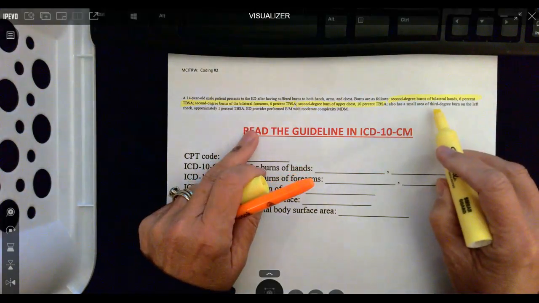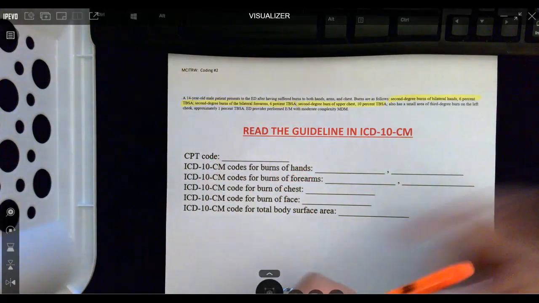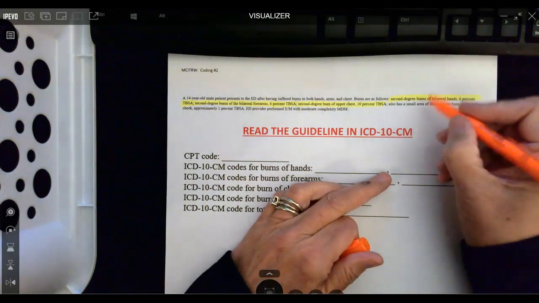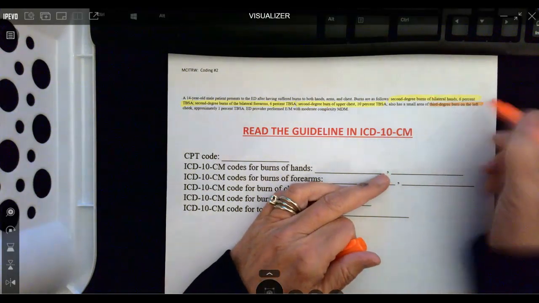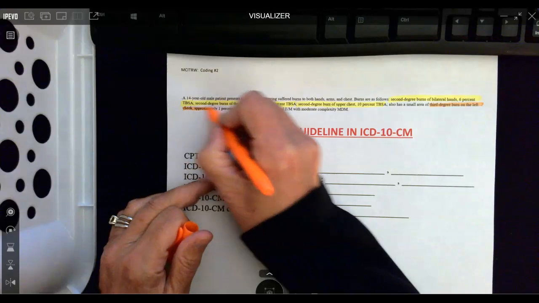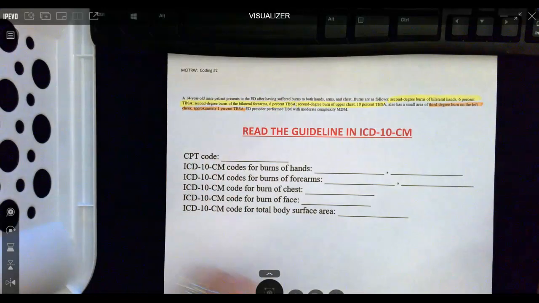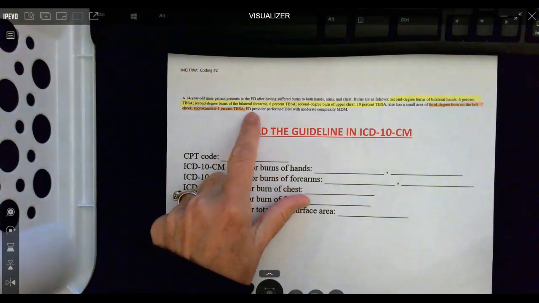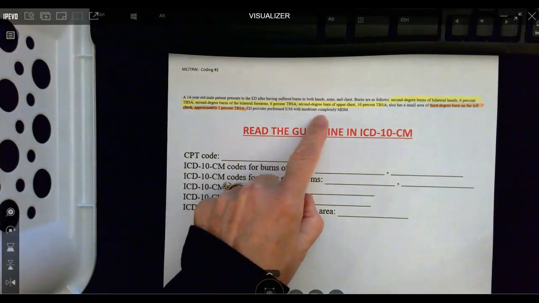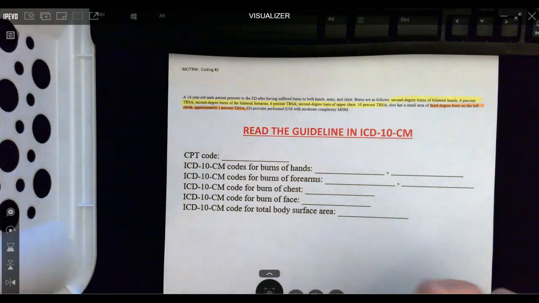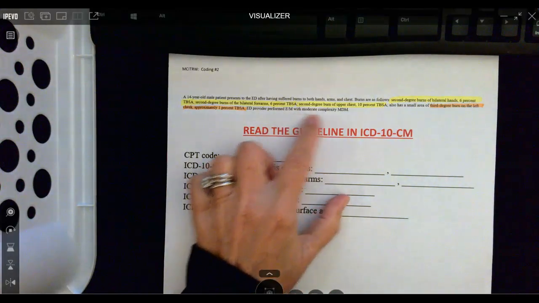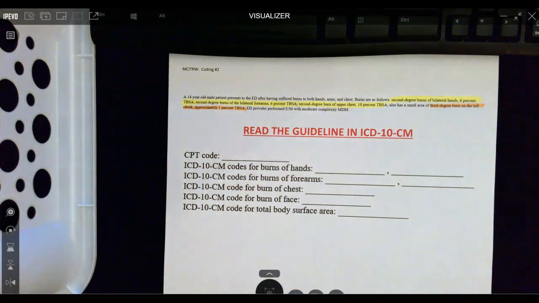Also has a small area of 3rd-degree burns on the left cheek. So we'll say 3rd-degree burns on the left cheek, approximately 1% total body surface area. And then the ED provider performed an E&M with moderate complexity MDM. Okay, so let's get our E&M code out of the way.